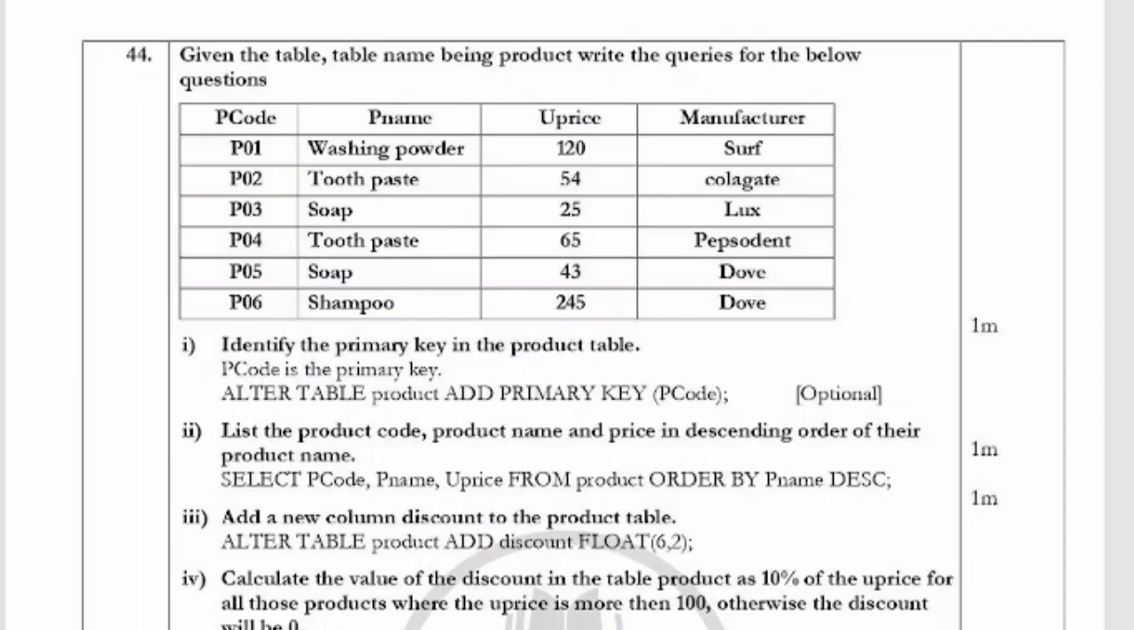Next, increase the price by 12% for all the products manufactured by Doe. UPDATE product SET U price, see, increasing means U price times 1.12, so for 12% you have to write 1.12, WHERE manufacturer is equal to Doe company, only Doe company. See in this table, there are only 2 products manufactured by Doe, and they are increasing it by 12%, right? So 12% you have to write here and it will give your correct answer.